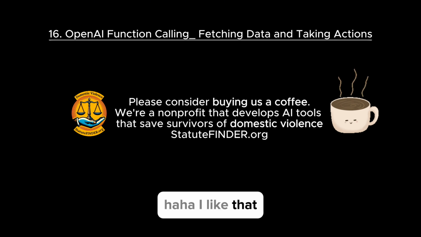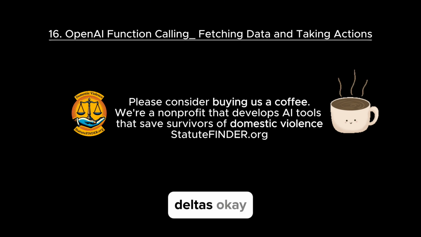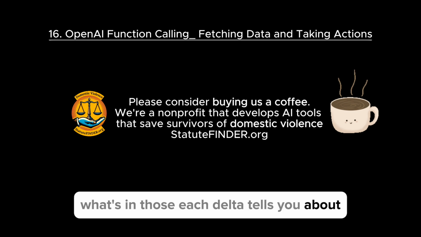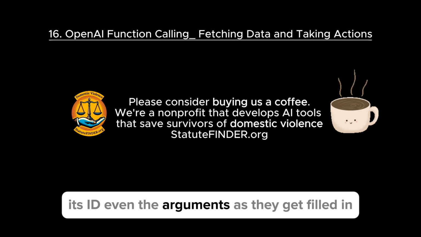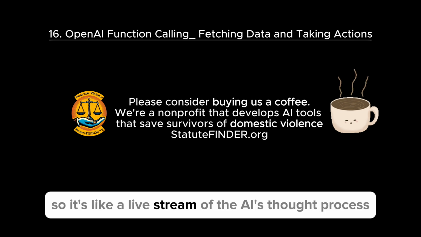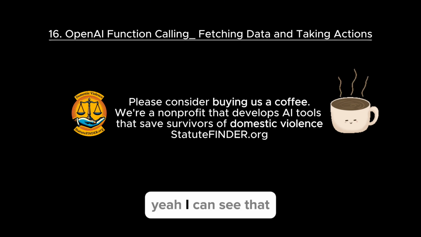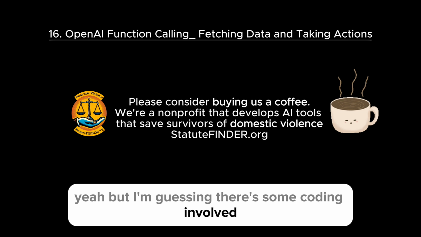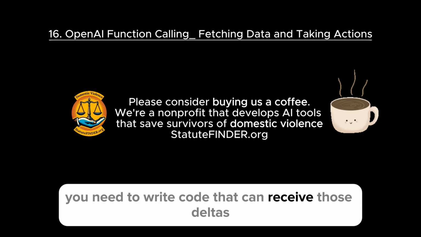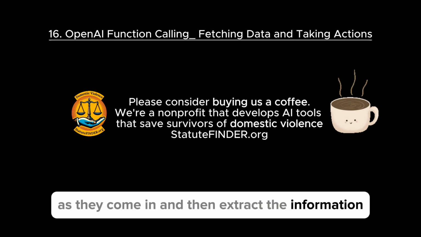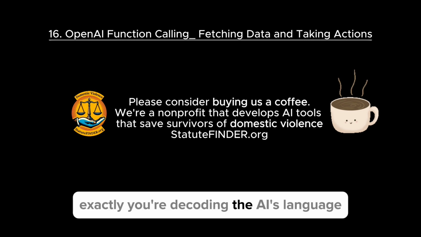Haha, I like that. Technically, it works by sending these chunks of data called deltas. Deltas. Okay, what's in those? Each delta tells you about what the AI is doing at that moment, like which function is being called, its ID, even the arguments as they get filled in. So it's like a live stream of the AI's thought process. Pretty much. And this is super helpful for debugging. Yeah, I can see that. But I'm guessing there's some coding involved to actually capture and understand these deltas. You're right, it's not automatic. You need to write code that can receive those deltas as they come in and then extract the information. Okay, so it's like building a custom decoder ring for the AI. Exactly. You're decoding the AI's language.